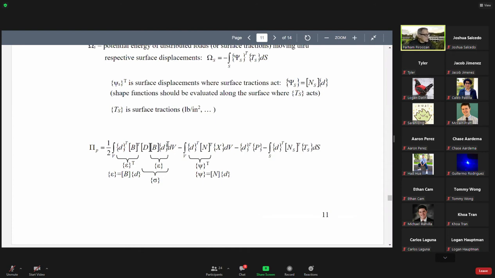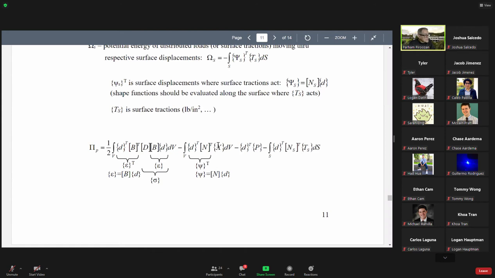formulas from here. This one, again, similar to what we did before. This piece, it is epsilon transpose times sigma. This piece, it is sigma. So this gives you strain energy. Epsilon is BD. So epsilon transpose is D transpose B transpose. This is sigma DBD.